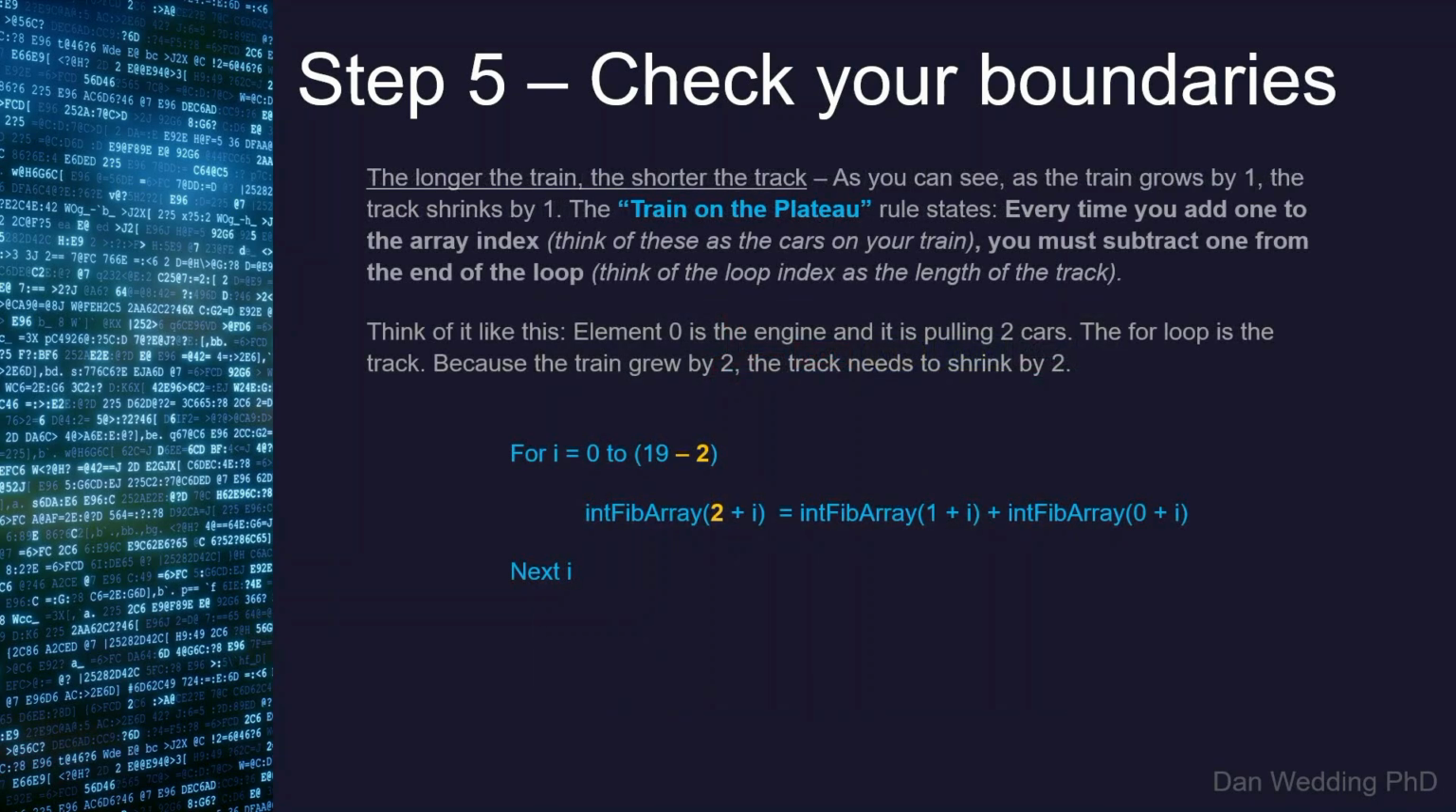As you can see, as the train grows by 1, the track shrinks by 1. The train on the plateau rule states every time you add 1 to the array index, you must subtract 1 from the end of the loop. Think of it like this. Element 0 is the engine, and it is pulling 2 cars. The for loop is the track. Because the train grew by 2, the track needs to shrink by 2.